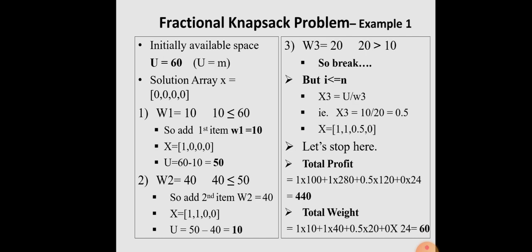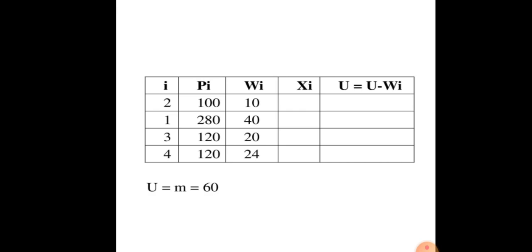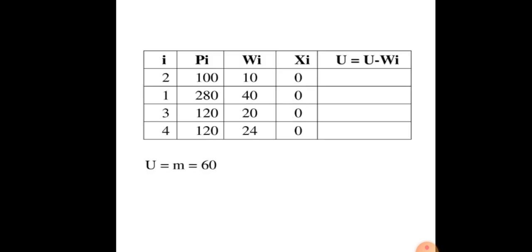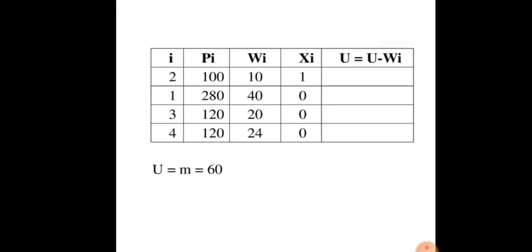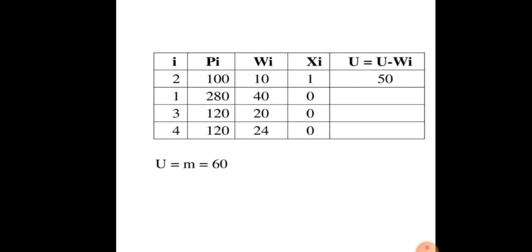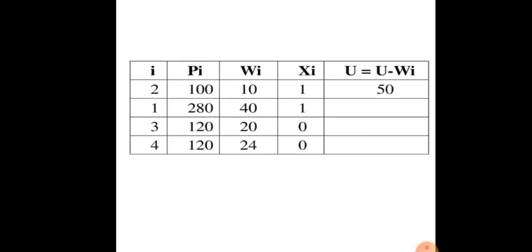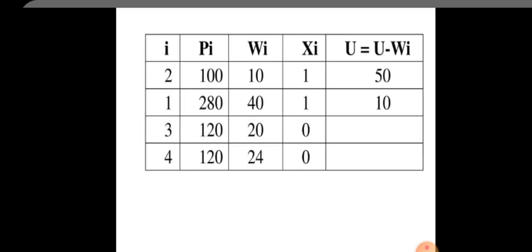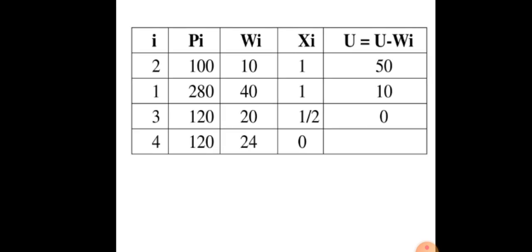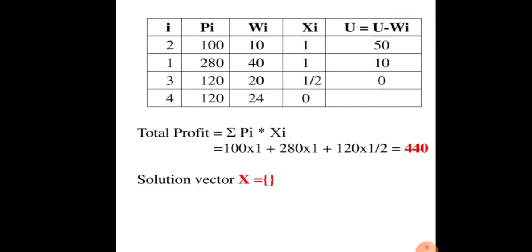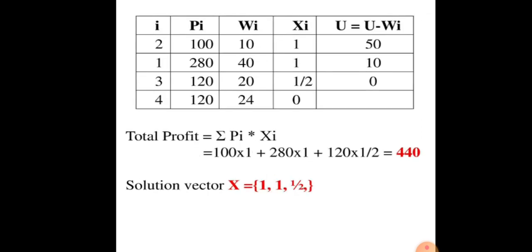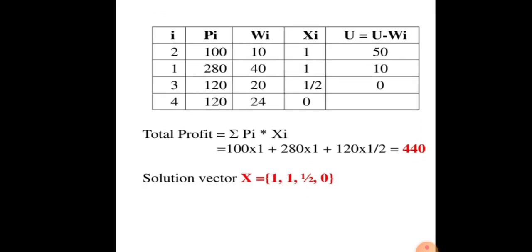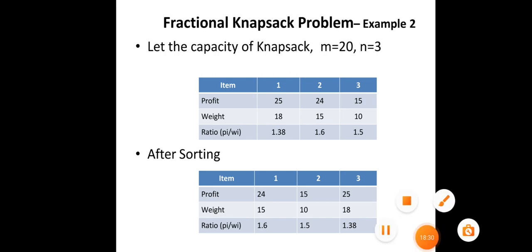So this is our fractional knapsack problem. We can do it using another method like this. Initially all our xi values are 0, and when we add each value, we update the u value like this. Then the solution vector is 1, 1, half, 0. That's all about it. Thank you.